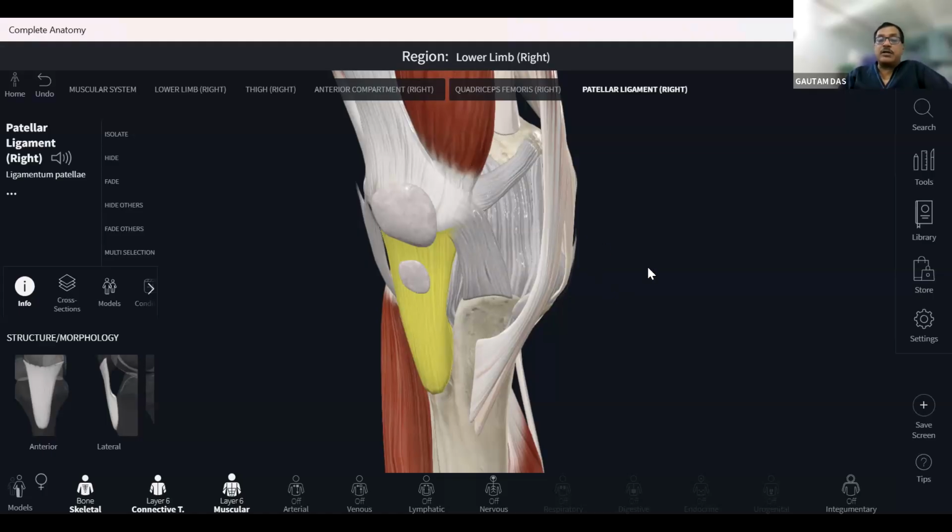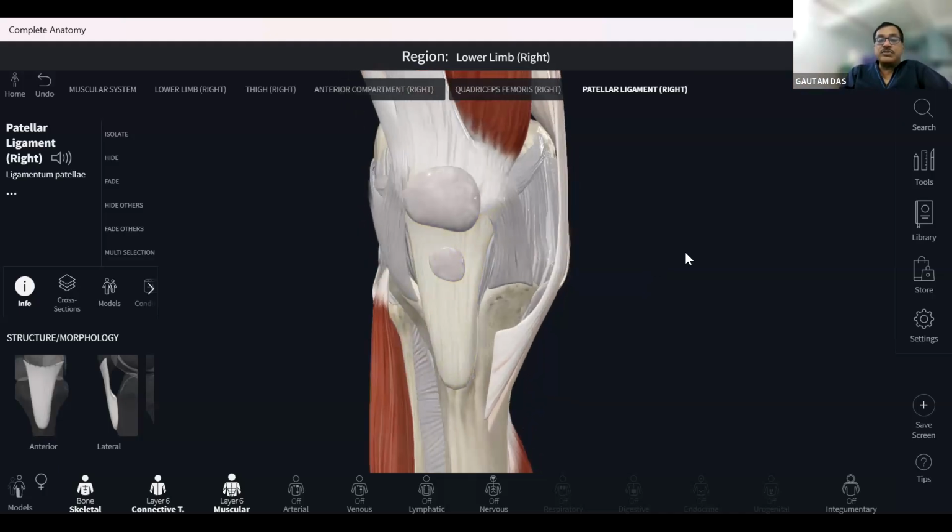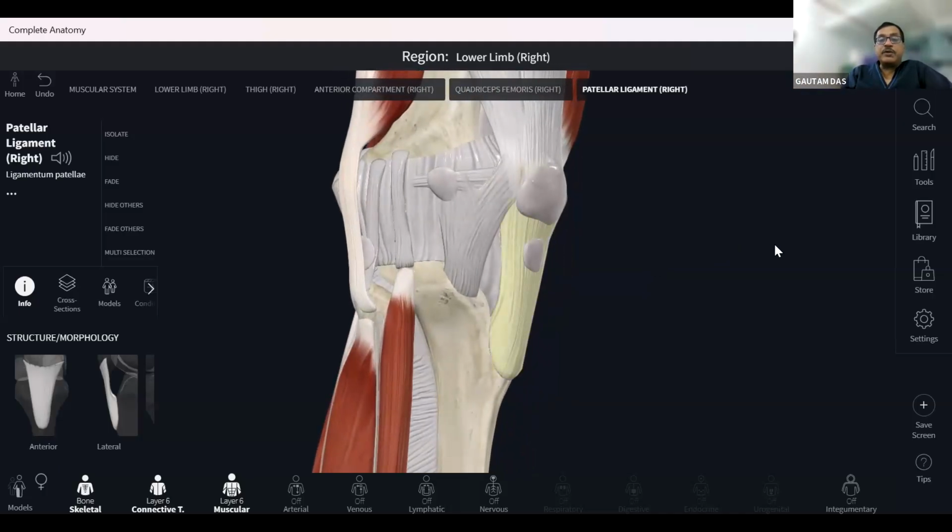The deeper layer of the collateral ligament again has two parts. One is your meniscofemoral part, and another is your meniscotibial part. Meniscofemoral goes from the meniscus to the femur, and meniscotibial goes from the meniscus to the tibia. So this is your medial patellar retinaculum. And if you go laterally, this is your lateral patellar retinaculum and again your patellofemoral ligament.